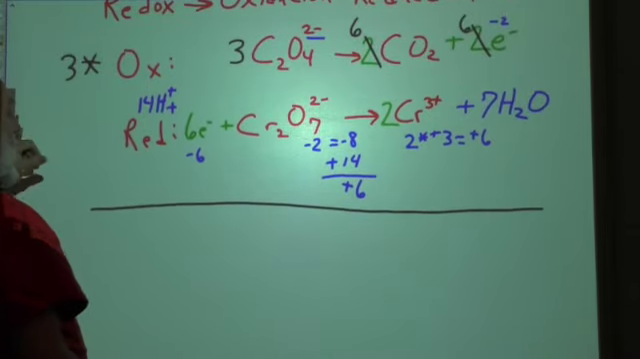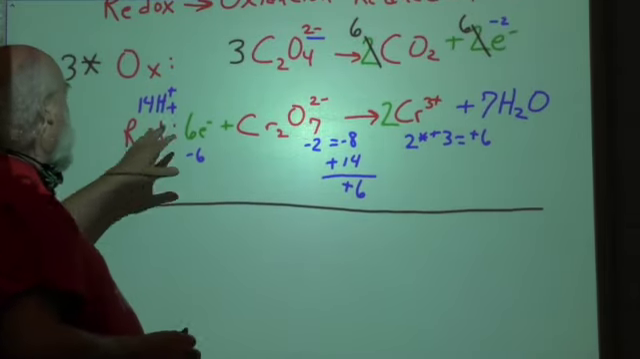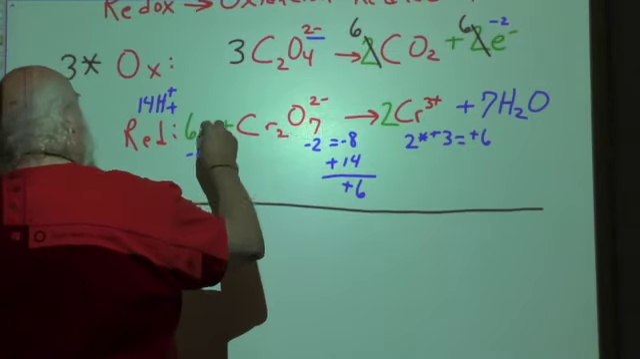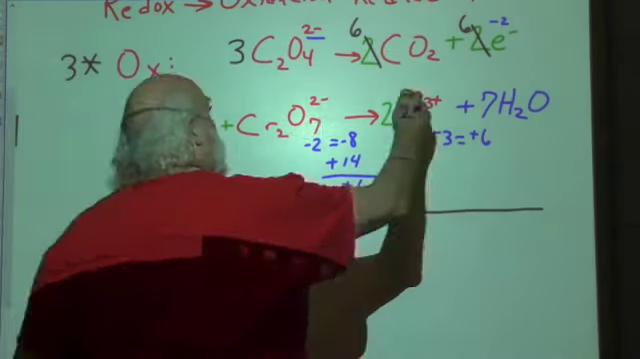And now, we have 6 electrons on the left, 6 electrons on the right. They will cancel each other. So they will not be part of the overall reaction. We never want electrons in the overall reaction. And we have nothing else in common here, so we'll just write down what we have on each side.